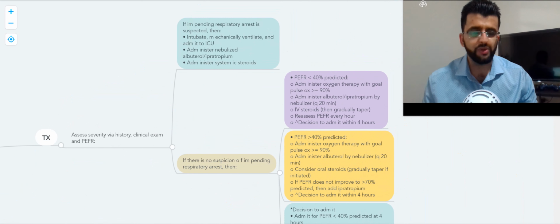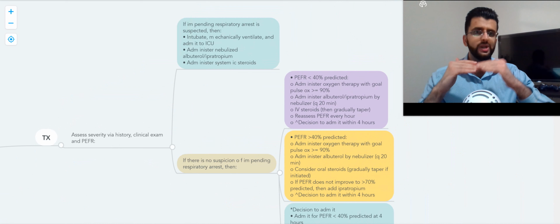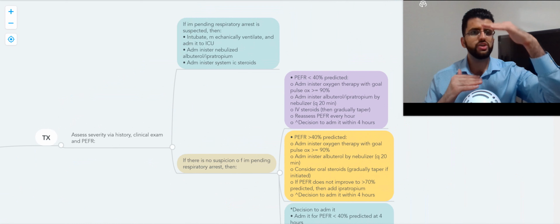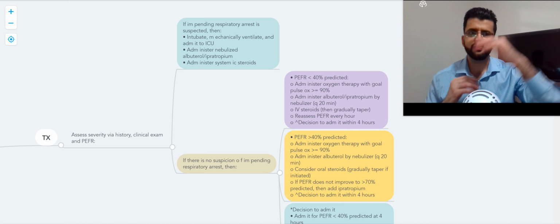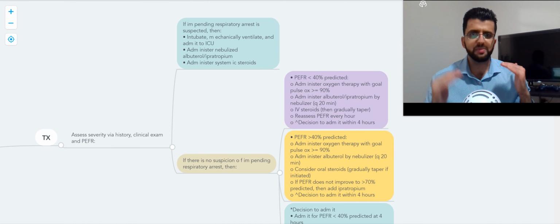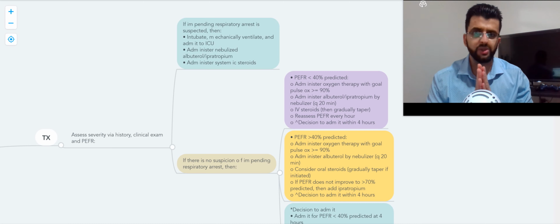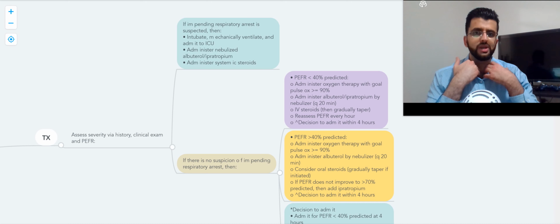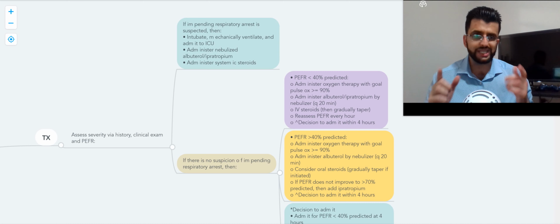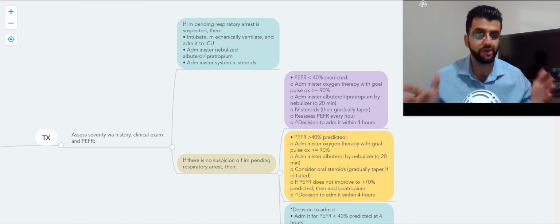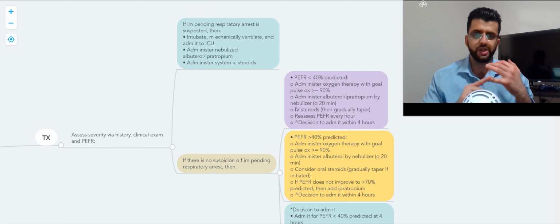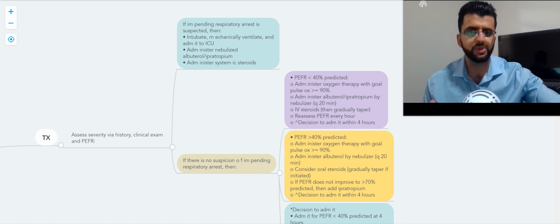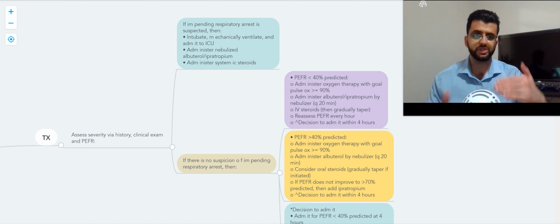So what do you do? The first thing that you want to do is assess: is there respiratory failure or isn't there? If there is respiratory failure, impending respiratory failure, then you do intubation, mechanical ventilation, and admit to the ICU. You shouldn't be surprised; you get cases like this in the exam. You have to intubate. Don't be surprised by that. Then you administer albuterol, ipratropium, and you administer systemic steroid.